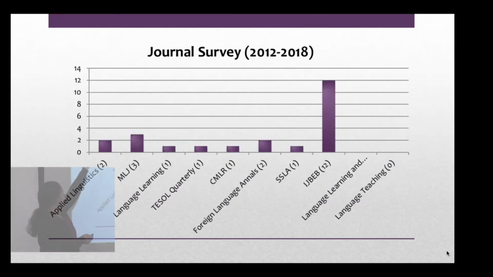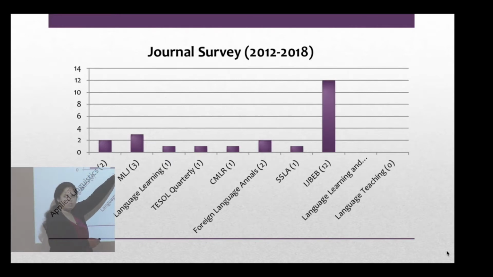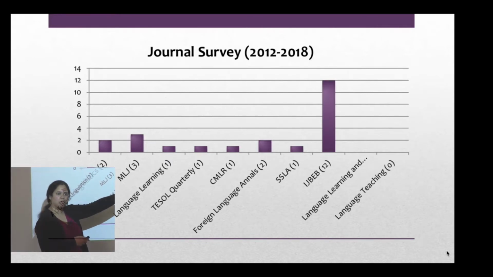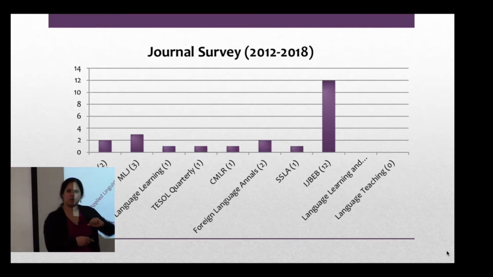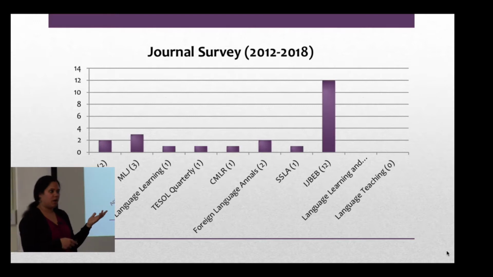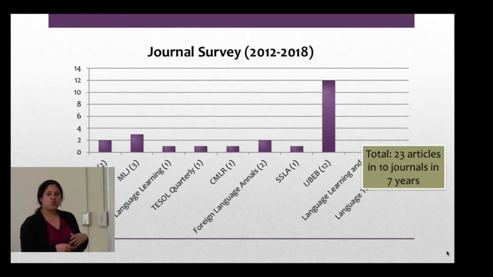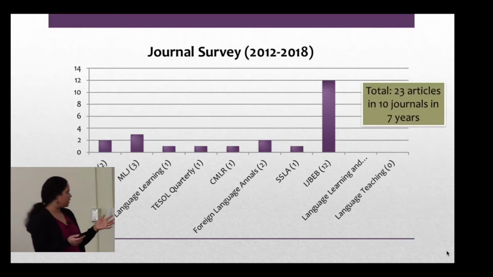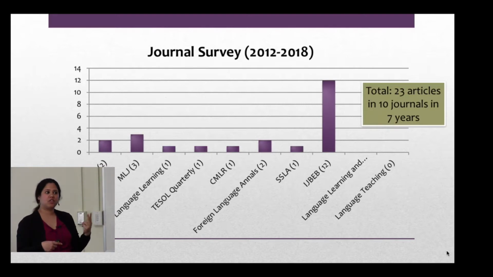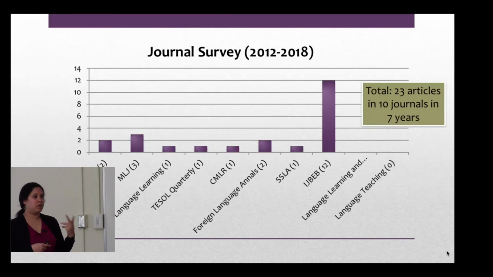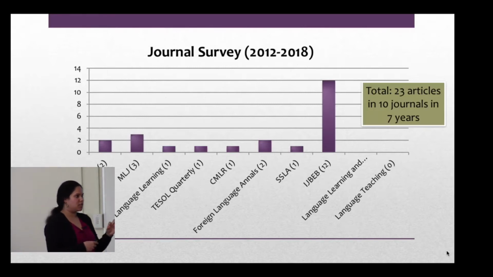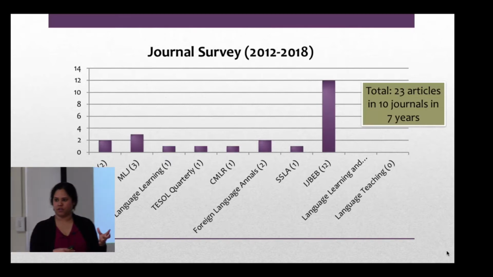Note that the y-axis goes from 0 to 14 articles. All these 10 journals are even below 4. The only one that has a lot of articles published in mixed methods is the International Journal of Bilingual Education and Bilingualism, which has 12 articles published over the last 6.5 years. So over the last 7 years, in these 10 journals, we have 23 articles that mention that they've done mixed methods, which is a small number of articles given the proportion of studies that are published every year, right?